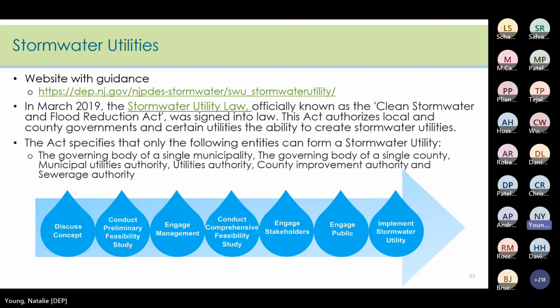Depending on the unique circumstances in each community, the process to establish a stormwater utility may take up to 5 years or more. There is a lot of information on our website that outlines the steps for establishing a stormwater utility and has many resources on how to do a feasibility study and creating a fee structure. Please reach out to your case manager with questions about stormwater utility.